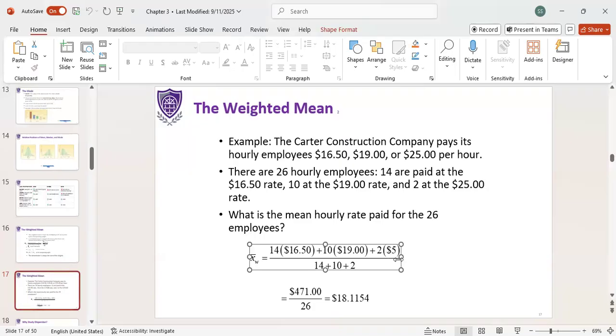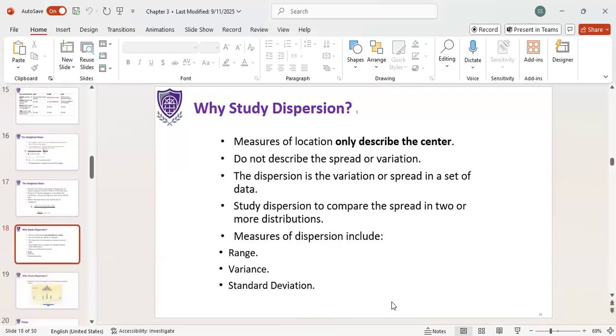This one has to be 25. I need to fix it. And then divide by the number of employees, 14, 10, and 2. So $18.11 is the weighted mean for these employees. So on average, these 26 employees make $18.11.